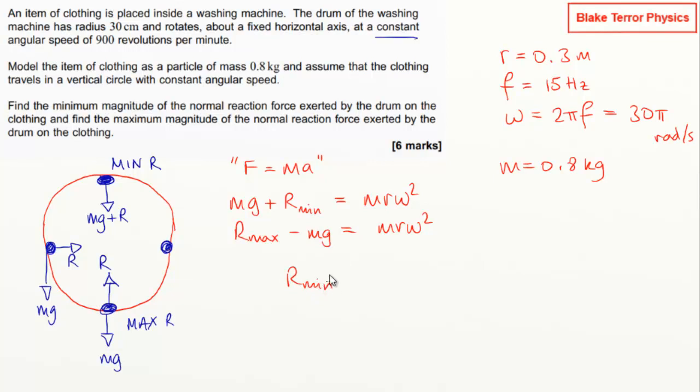One of them we're going to be adding mg, and the other one we're going to be taking it off. So for R min, we've got m, which is 0.8, times r, which is 0.3, times omega squared, so that's 900 pi squared, and then we need to take off mg, which is 0.8 g.